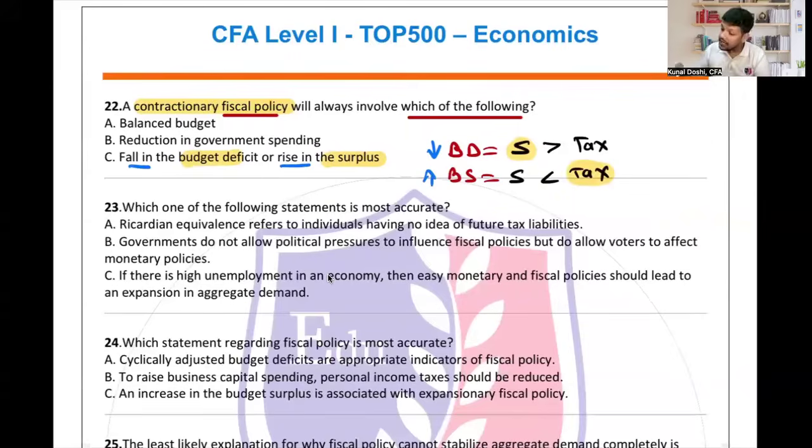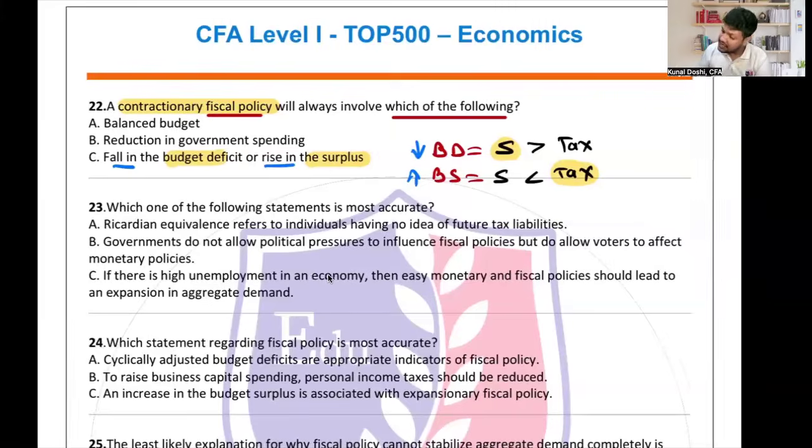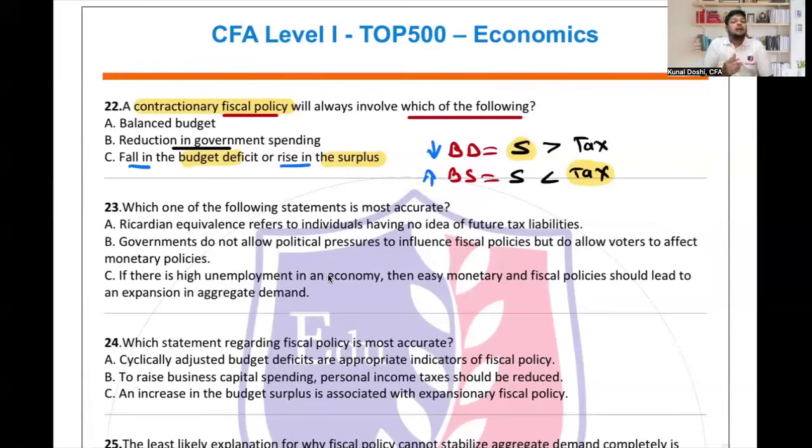Now, if you notice, there's nothing wrong with B, but B is incomplete. Most of you all have answered B. They are saying reduction in government spending. I agree. But what if reduction in spending is balanced by reduction in tax? Government is spending less. But what if along with that, government also reduces tax by a higher rate? So spending, let's say it's reduced by $50 billion, but taxes are reduced by $70 billion. Then taxes are reduced more. Then it's not a deficit.